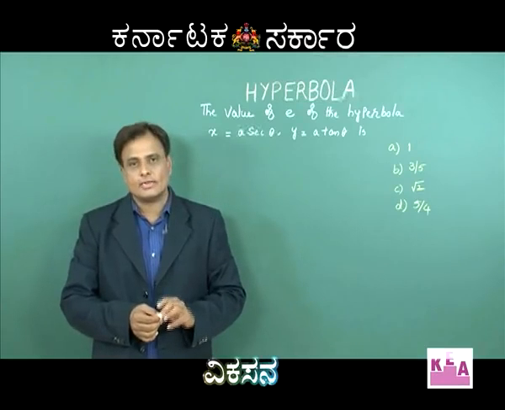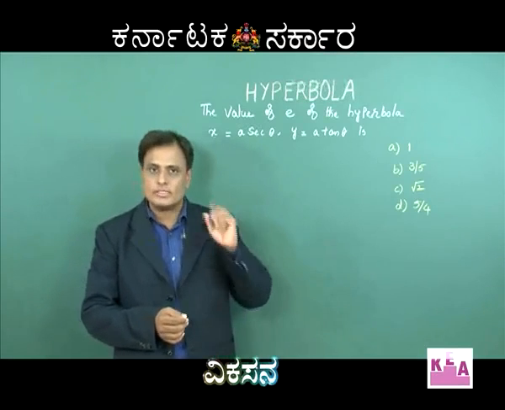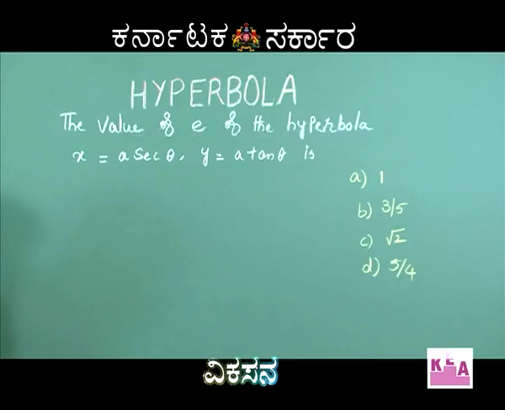Dear students, here is another example on hyperbola. Read the question. The value of e, that is the eccentricity of the hyperbola x is equal to a sec theta and y is equal to a tan theta, is: option A is 1, option B 3 by 5, option C root 2, option D 5 by 4.